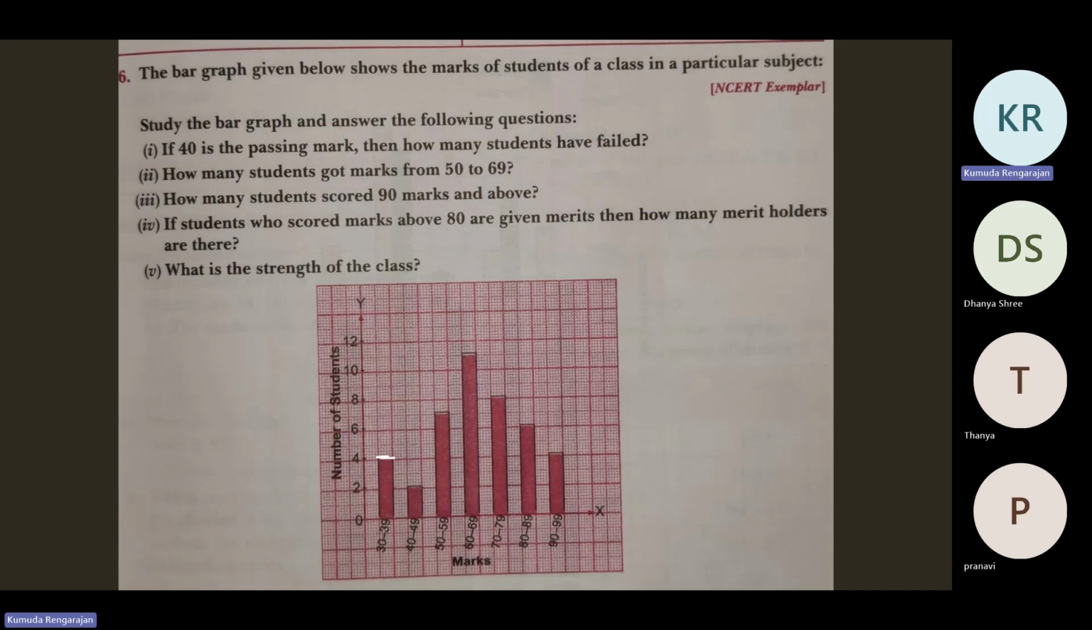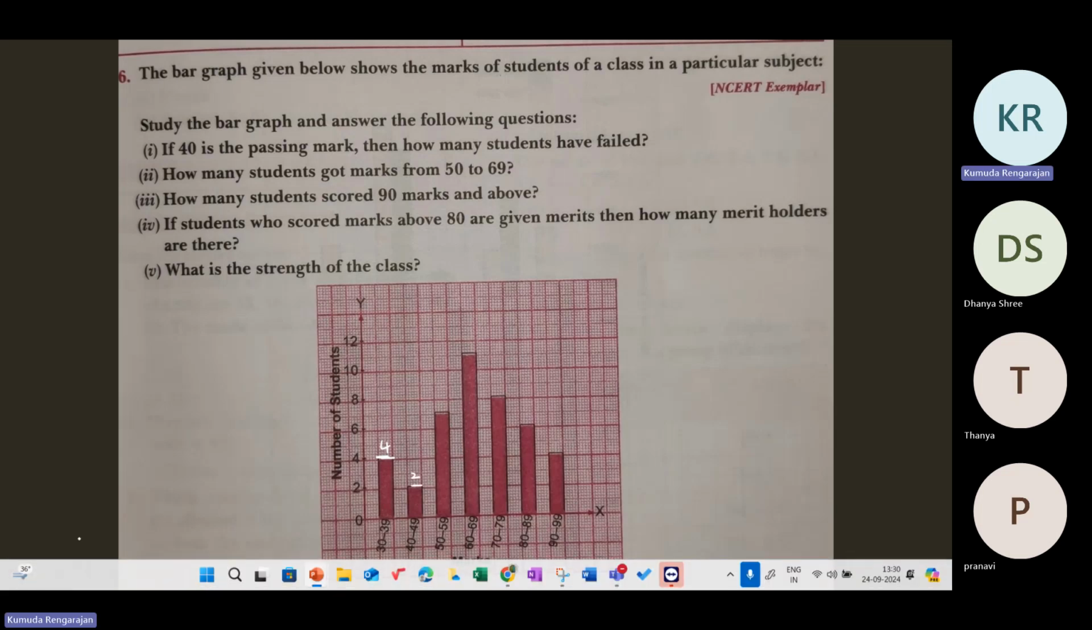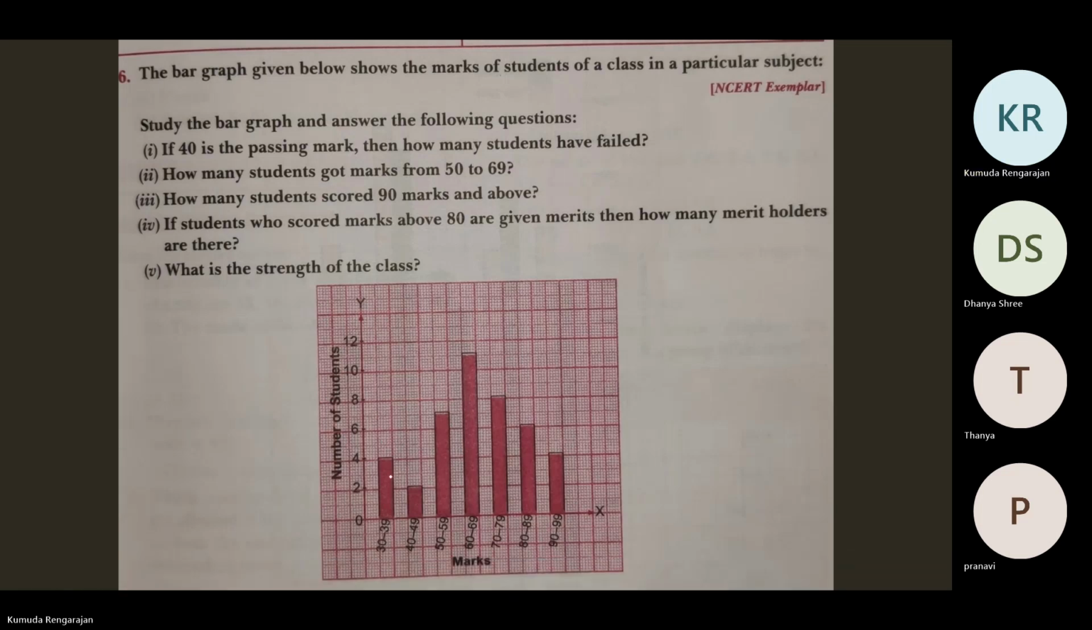Let's just write the frequency. This is 4. This one is 2. This is 2. So this is 4, children. This is 4. This is 2. This one is in the middle, isn't it 7? This one is in the middle, isn't it 11? Am I right? Agree? See if you agree with the frequencies I have written.